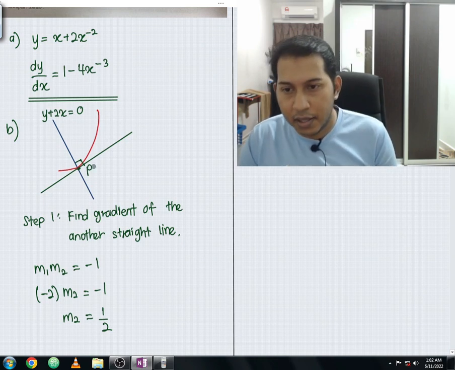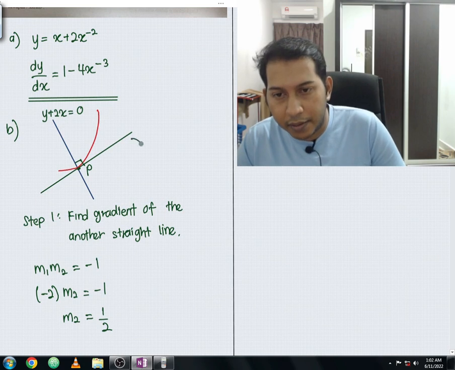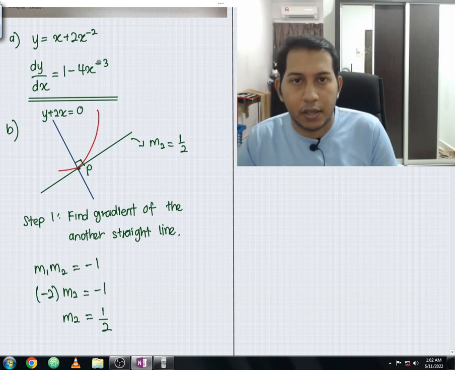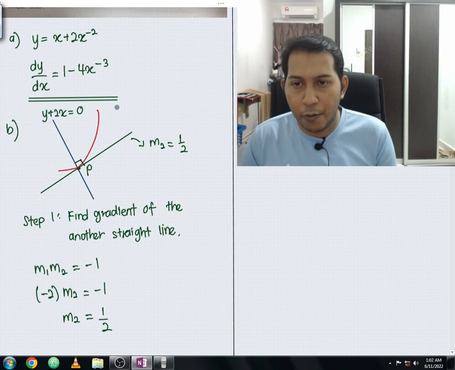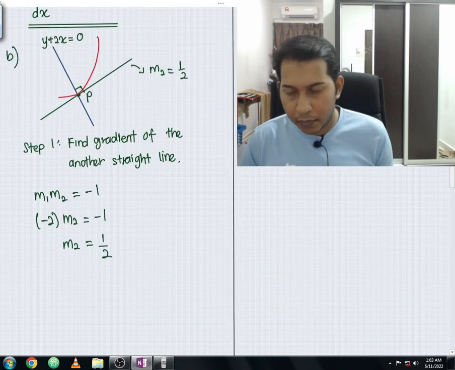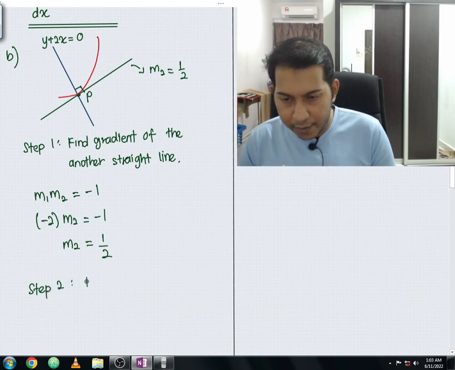Remember, guys, this green straight line is tangent to the curve, and we already found the gradient of it. So m2 is equal to 1/2, and this is your equation for dy/dx, which is the gradient of the curve. So now we can find the x coordinate for coordinate P. So that will be our second step: find the x value.